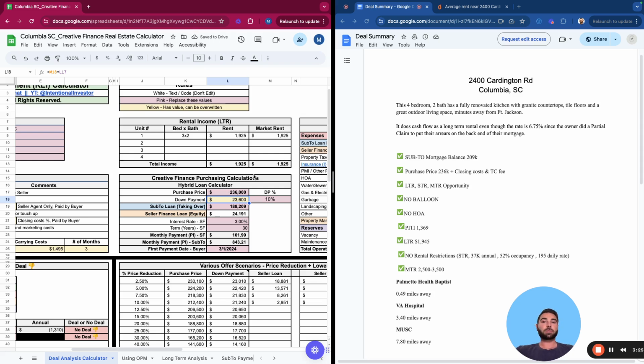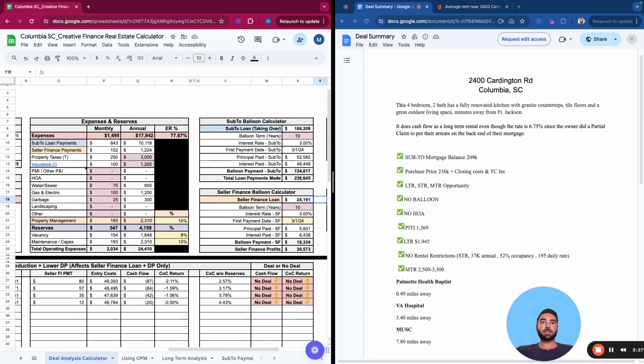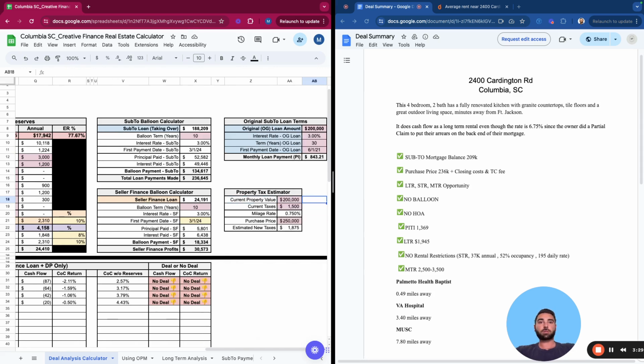What we're going to do is fill in the information for the existing Subto loan, which is right over here. We don't know the original loan amount. No, we don't know that. We do know the interest rate, which they said was 6.75, and a 30-year term. First payment date, that wasn't listed on here either, which is fine.